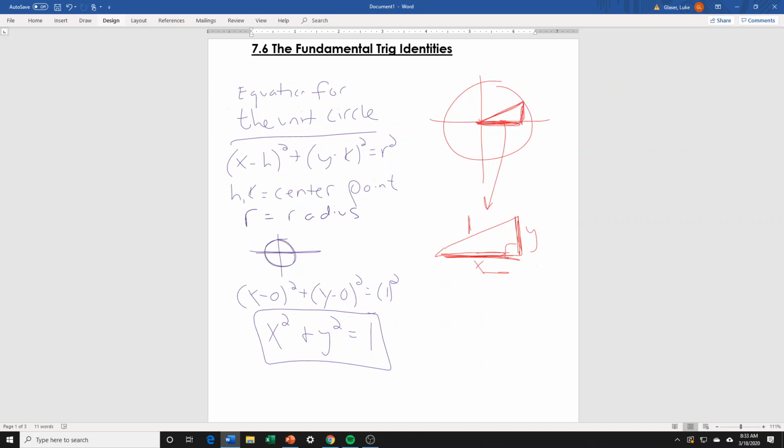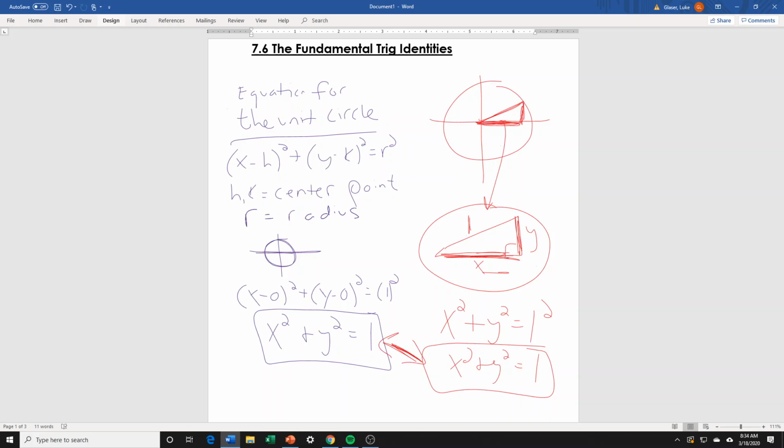So if I were to use Pythagoras' theorem on this triangle, the formula would be x squared plus y squared equals 1 squared, or x squared plus y squared equals 1. Now, where have we seen that before? Right here. They're the same thing, right?